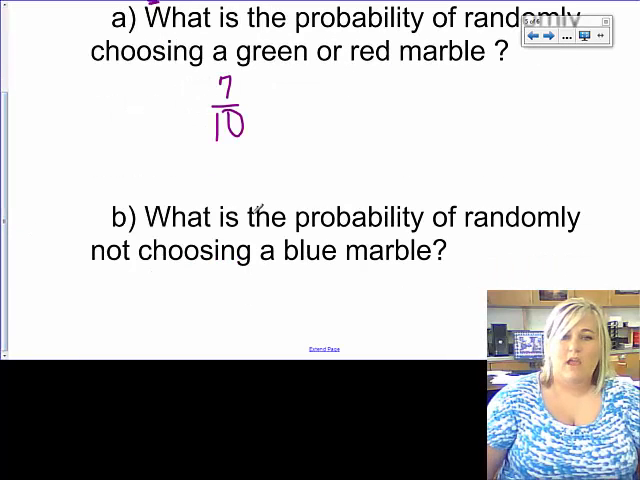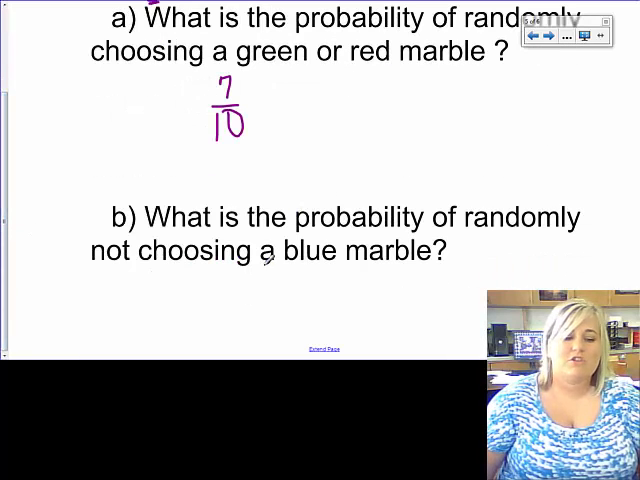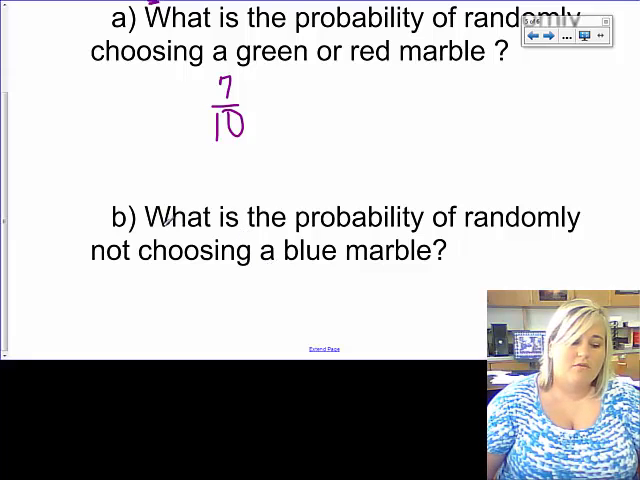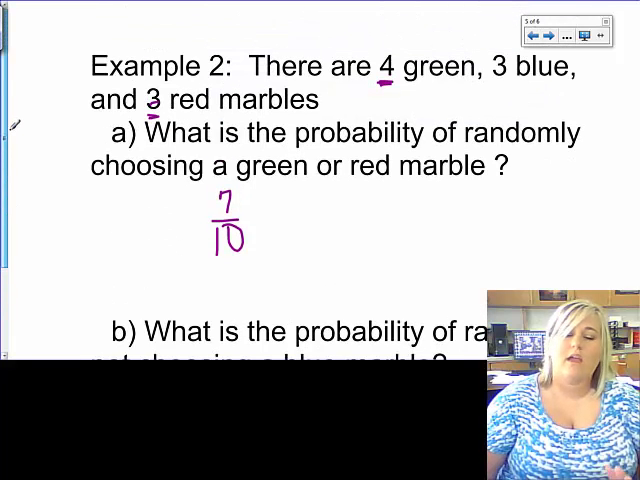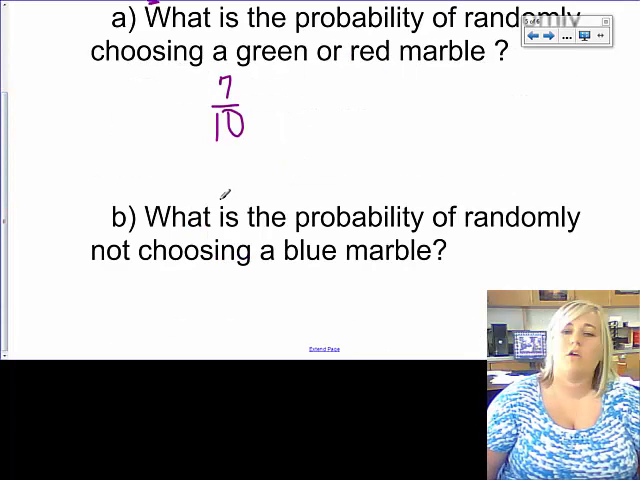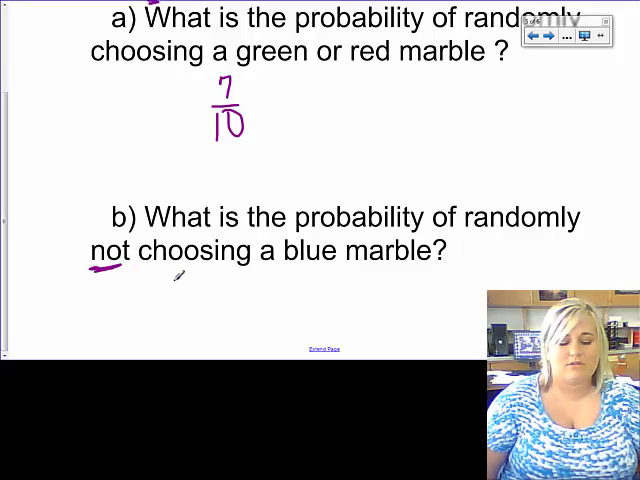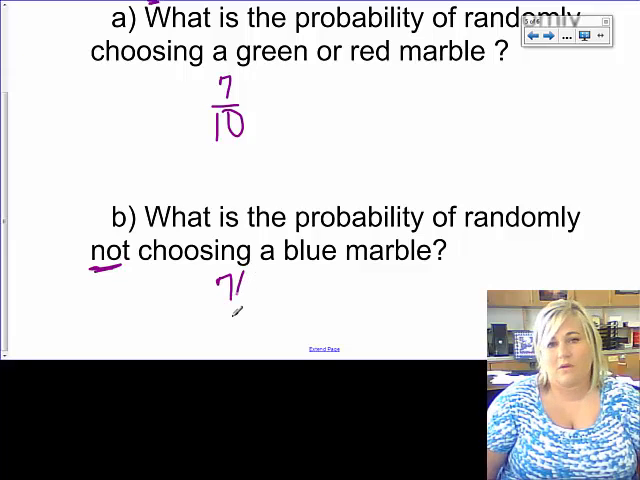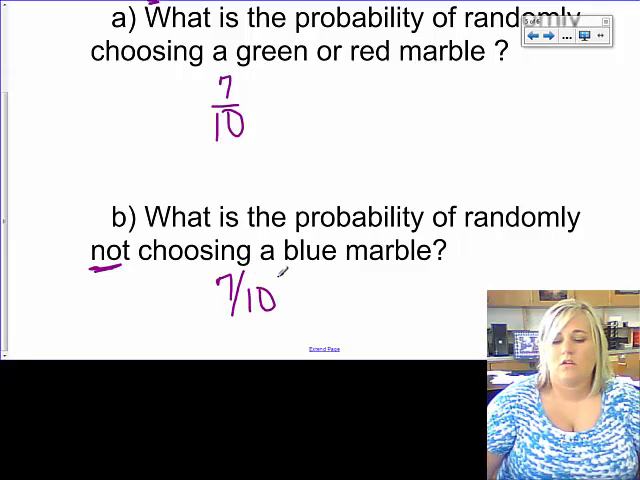What is the probability of randomly not choosing a blue marble? That means that I do not want a blue marble. And remember from above, we have 4 green, 3 blue, and 3 red. So I want to know the probability of not choosing a blue marble. Well, that's any marble that's not blue. So again, there are 7 marbles that aren't blue out of 10 total marbles because there are 3 blue ones.